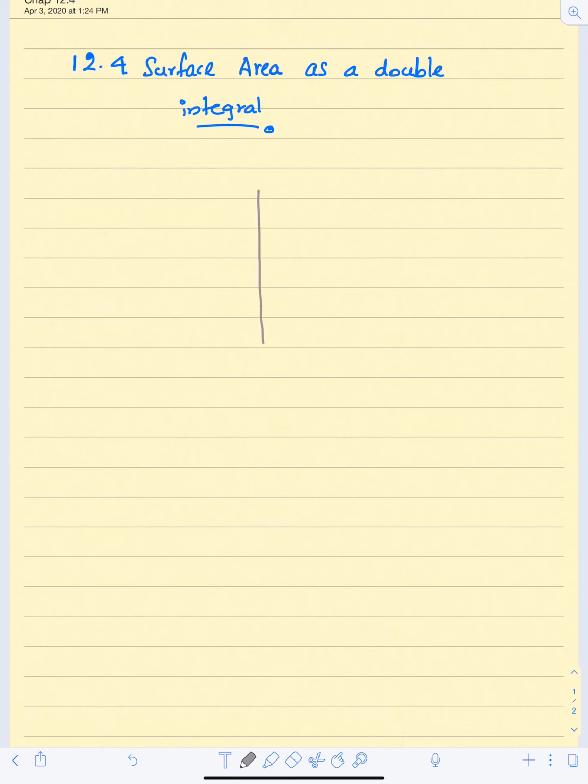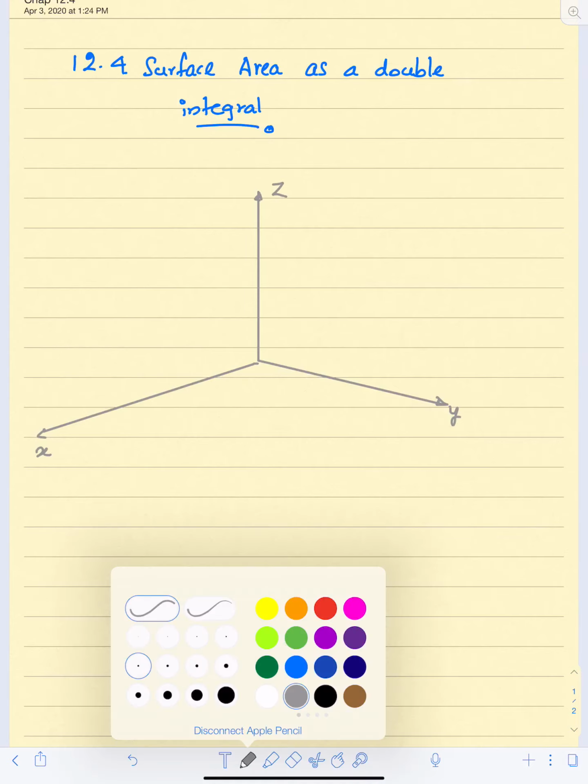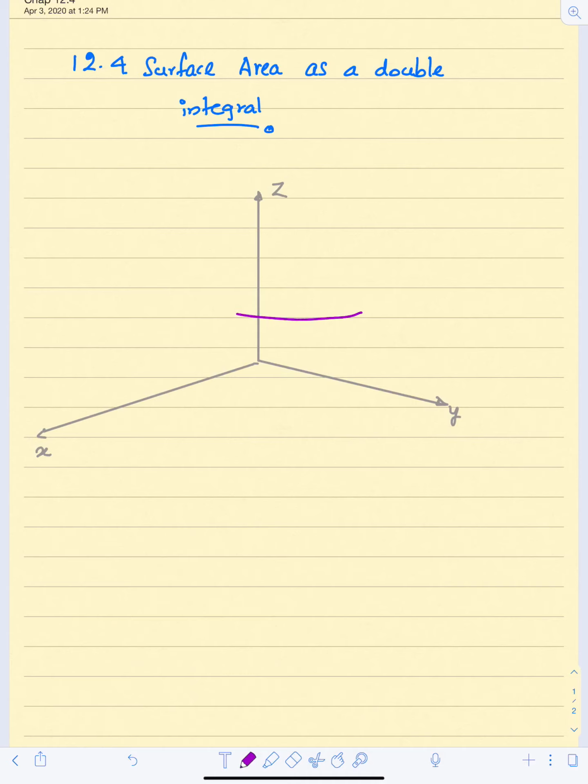So let's say we have the x, y and z axis. This is the x-axis, this is the y-axis, and this is the z-axis. Okay, and now we have a surface S. We have some kind of a surface defined on this. So in this part, we are going to calculate the area of this surface.